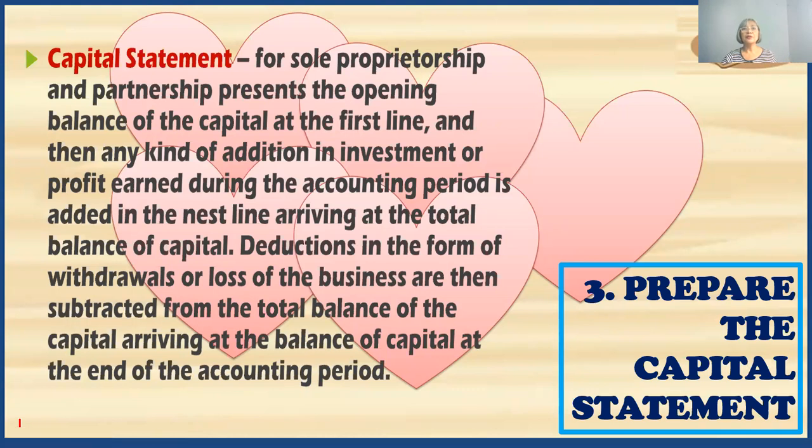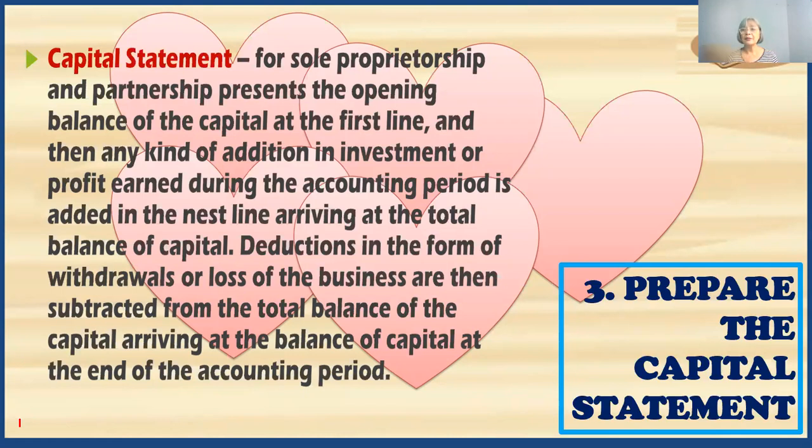Capital statement for sole proprietorship and partnership presents the opening balance of the capital at the first line, and then any kind of addition in investment or profit earned during the accounting period is added in the next line, arriving at the total balance of capital. Deductions in the form of withdrawals or loss of the business are then subtracted from the total balance of the capital, arriving at the balance of capital at the end of the accounting period.